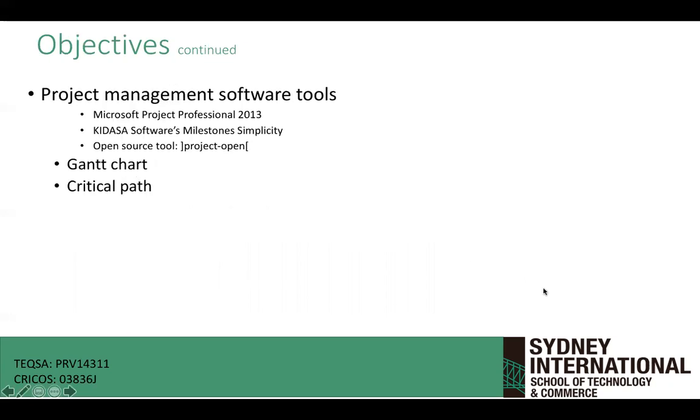There are so many tools available for project management. One of the most important and known things is Microsoft Project. Now, there's Professional 2013, but there are obviously always new versions available that people use. There's Kidasta Software's Milestone Simplicity. There are open source tools that many people use, Project Open. There are even tools available specifically for software projects, such as Jira, such as Trello, such as Slack. These are very specific to what is called the Agile Project Management approach. That is really the new way of delivering software projects in work environments.